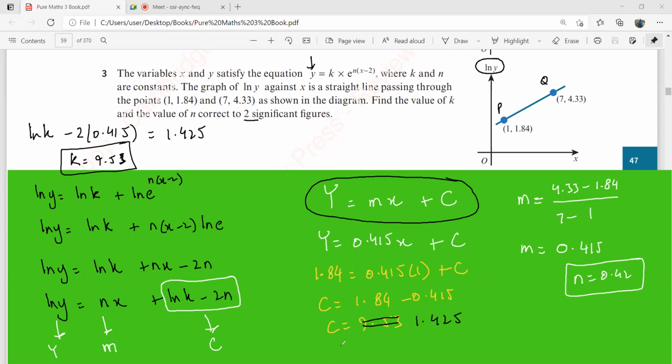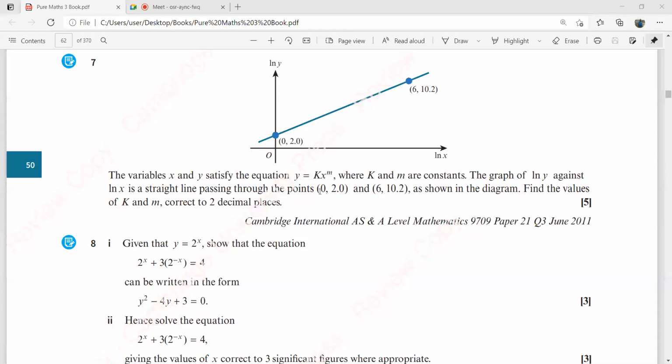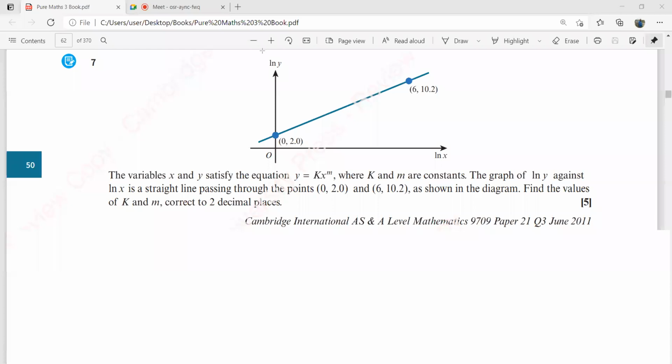Okay, let me find some question from past papers now. So here's a question from the past papers. This is from June 2011. Okay, so try this question number 7, and then I'll do that. Hello, bacho. This was a past year question.